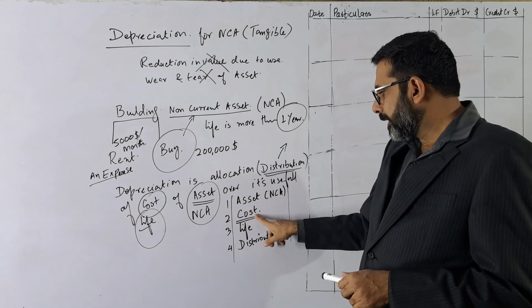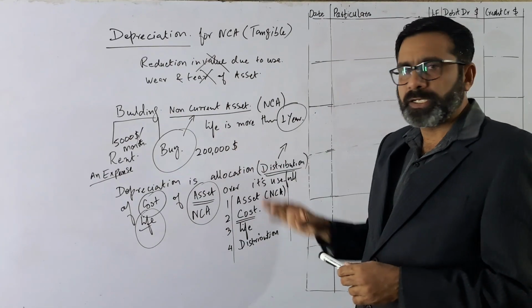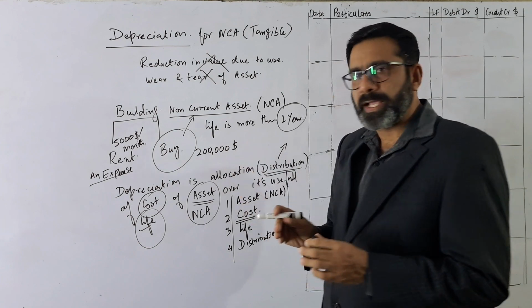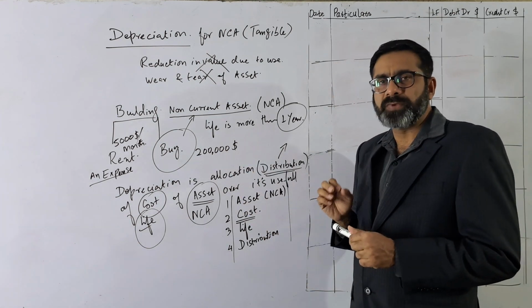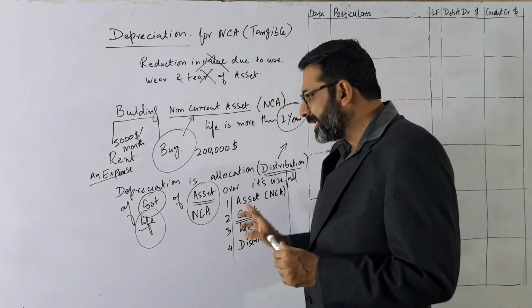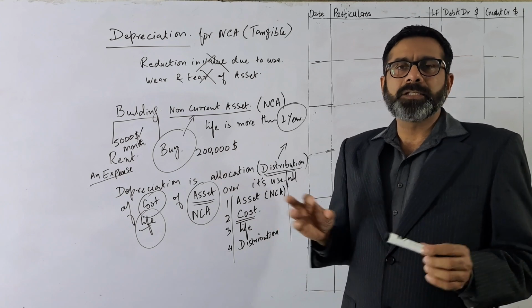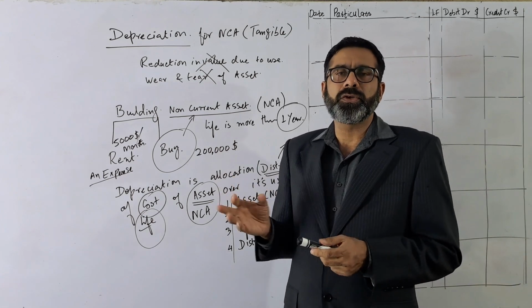The next thing, the cost. The cost of the asset, we said, is $200,000. So they are buying a building, making the agreement to purchase the building for $200,000. Now the next thing that is very important is the life of the asset. The building normally has a life of 20 years, 25 years. So it is not for like 2 months, 3 months.